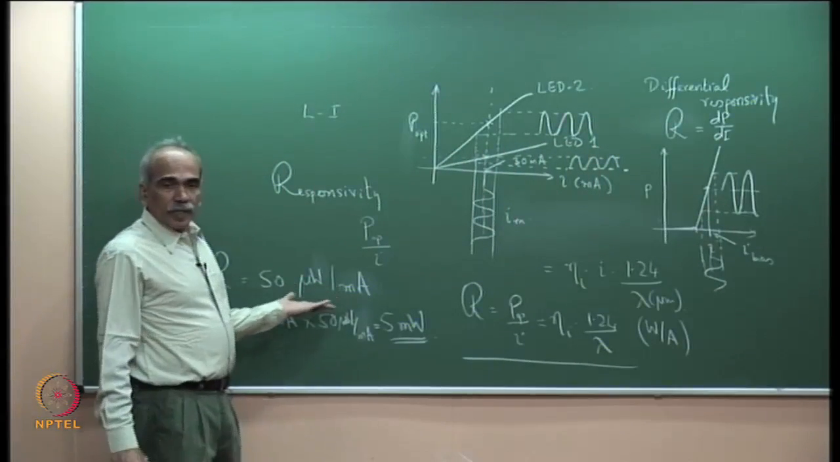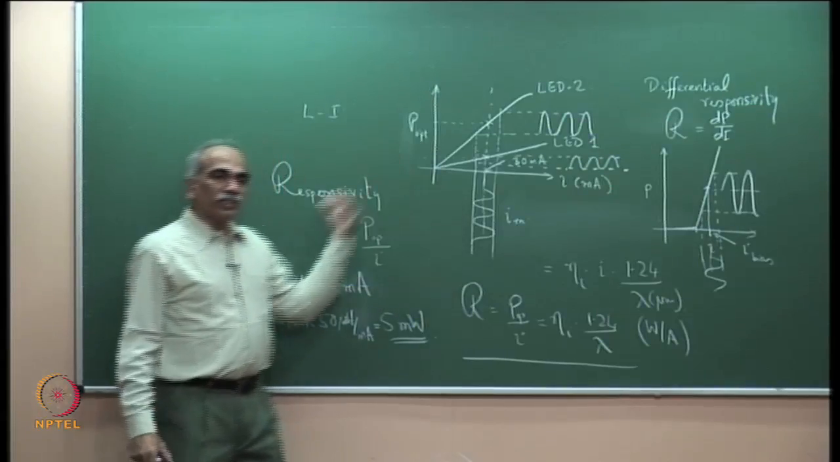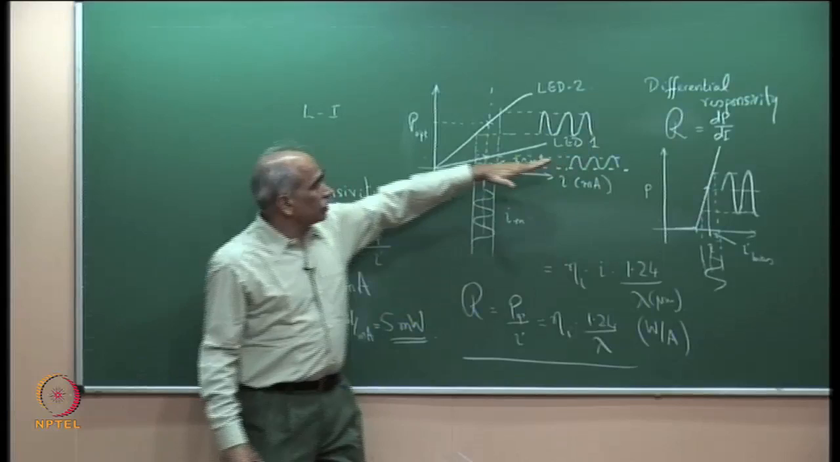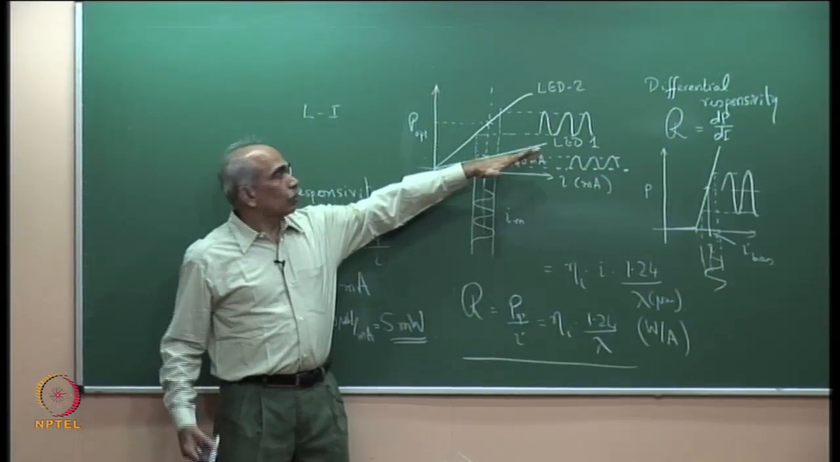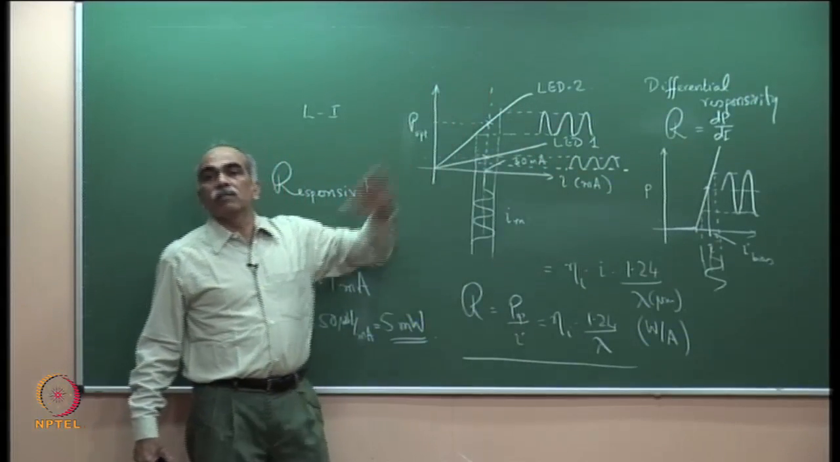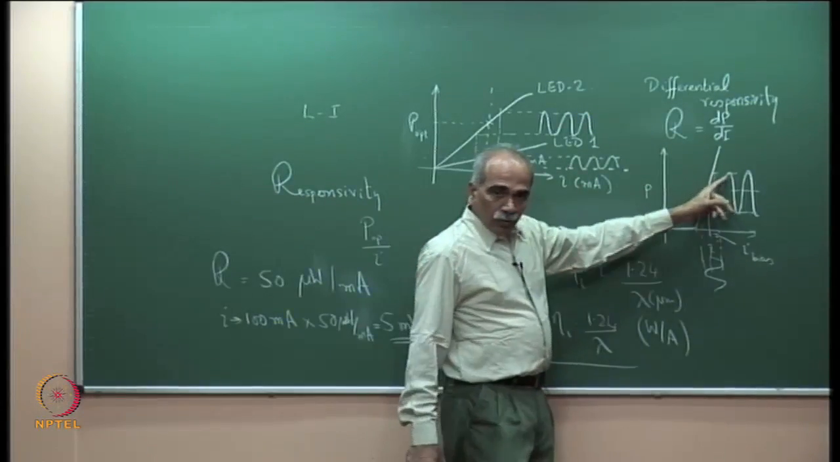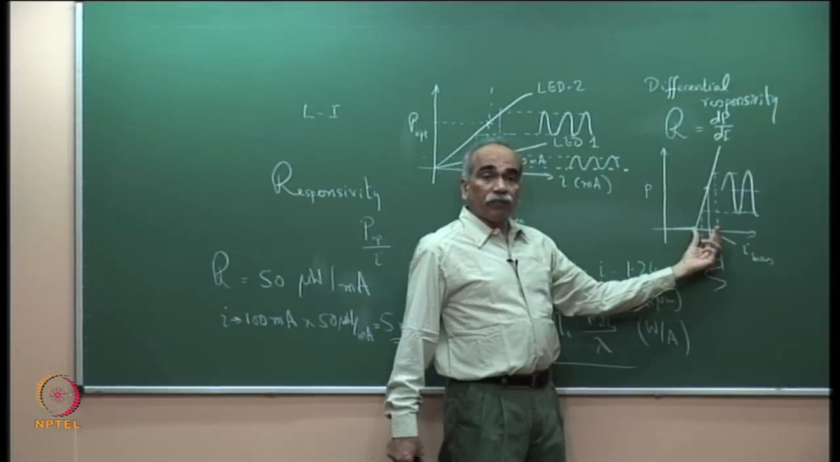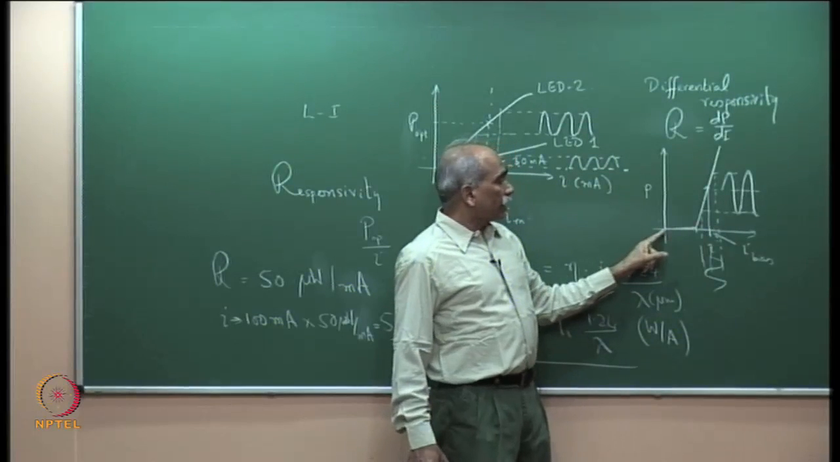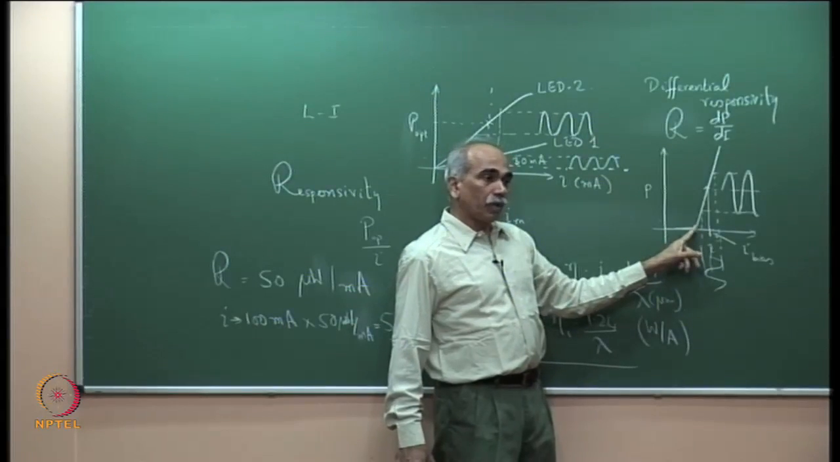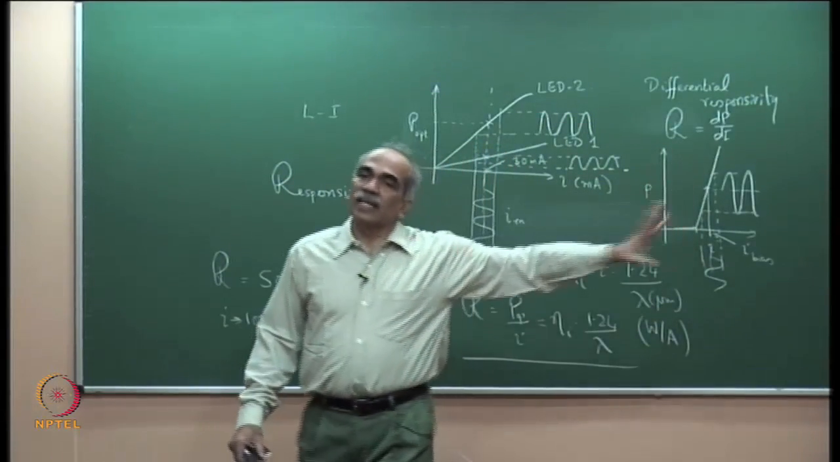Whereas in the case of an LED, simply responsivity is sufficient to identify the modulation depth. In other words, if you want a higher depth of modulation, you have to choose an LED which has a larger slope, which is true in this case also, but here we have to talk in terms of differential responsivity, because the optical power is not linear from here, but it is linear from here. We will discuss that a little later.